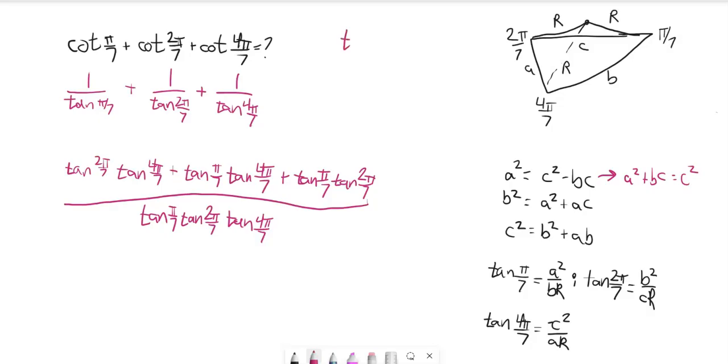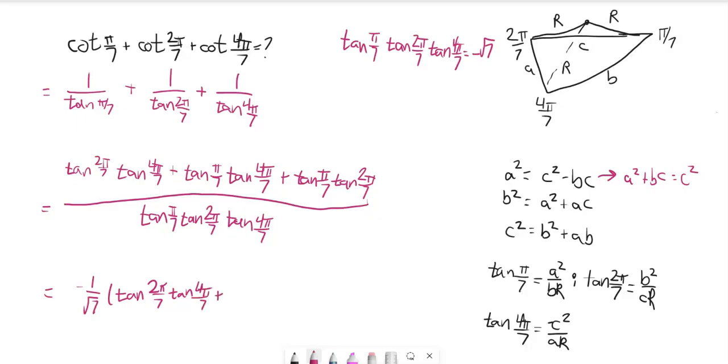Now, if you remember before, the tangent of pi over 7 times the tangent of 2 pi over 7 times the tangent of 4 pi over 7 was equivalent to the negative square root of 7. So what I'm going to do down here is write negative 1 over the square root of 7, because that square root of 7 and the negative sign should be in the denominator of the fraction. And then I'll write down the quantity in that numerator, and I'll make it a little bit easier to solve.